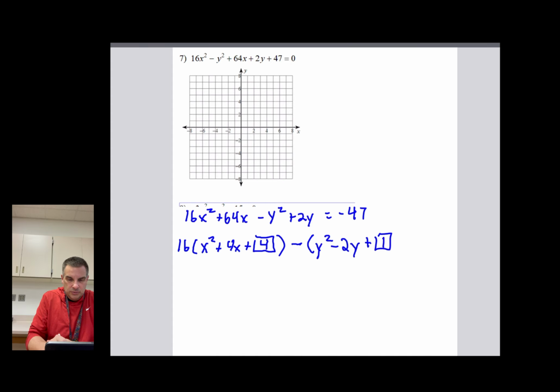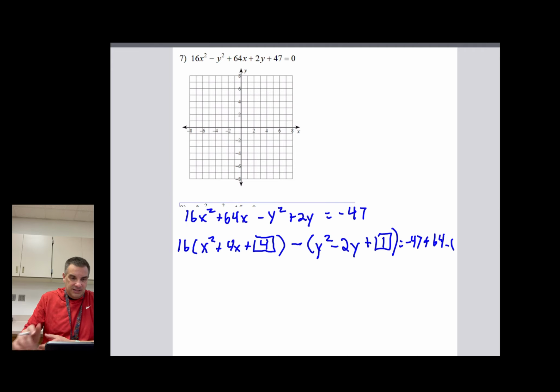Half of 2 is 1, 1 squared is 1. So then that's going to equal negative 47 plus, now we've got to take 16 times 4, which we said was 64. So we're going to add on here 64, and of course I run out of room. But now we've got to be careful. That negative needs to be distributed, so I didn't actually add 1, I subtracted 1. So we've got to subtract 1 from both sides.